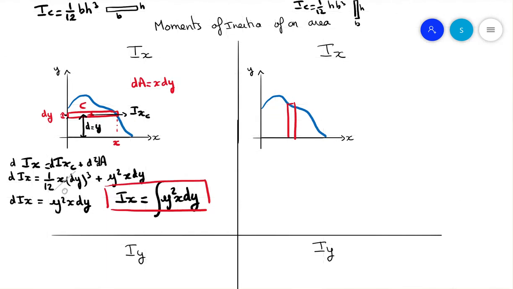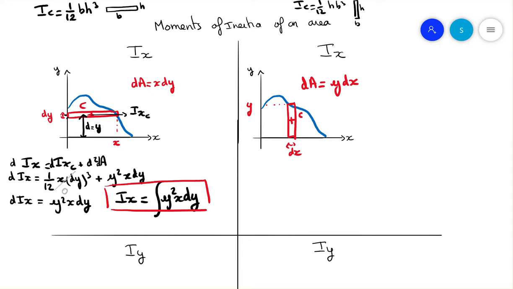Now, for this one, that will be a little bit longer. We have the centroid C, okay, and dA. What is equal to dA? So this is y, and this is dx. So dA is equal to y dx. Okay, makes sense. Opposite directions.